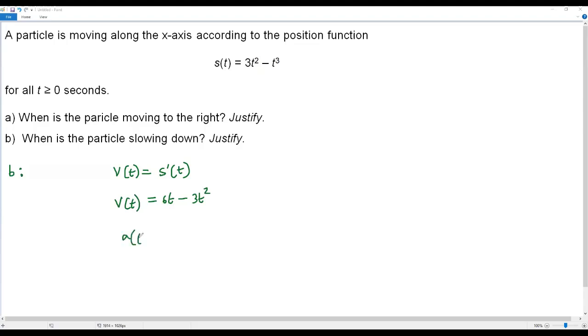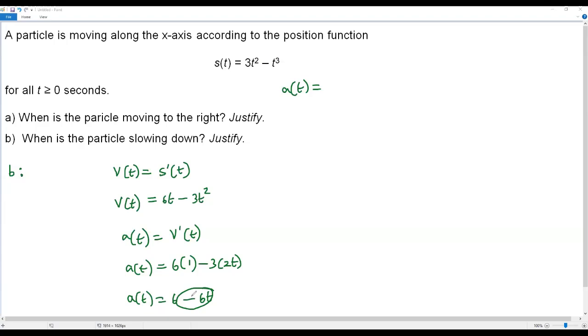Now to get the acceleration, I have to find the derivative of the velocity. If I find the derivative of 6t, I keep the constant 6 as it is, and the derivative of t is just 1. Now I keep the constant 3 as it is, and the derivative of t squared is 2t. So here we have a of t. A of t equals 6 times 1, which is 6, minus 3 times 2t, which is 6t. Okay, now let me continue. A of t equals, so let's factor this expression. The greatest common divisor of these two terms is 6.